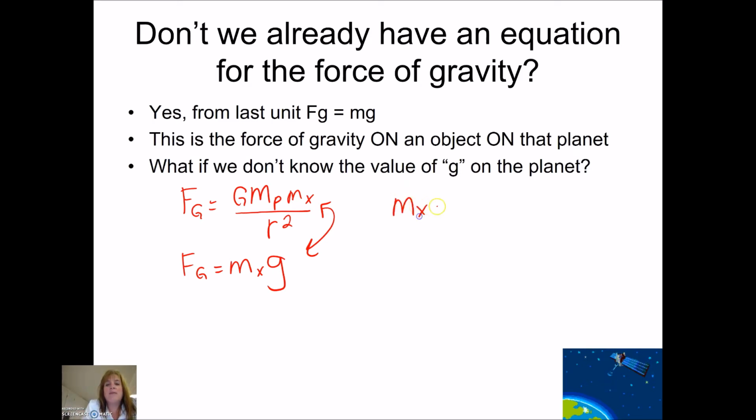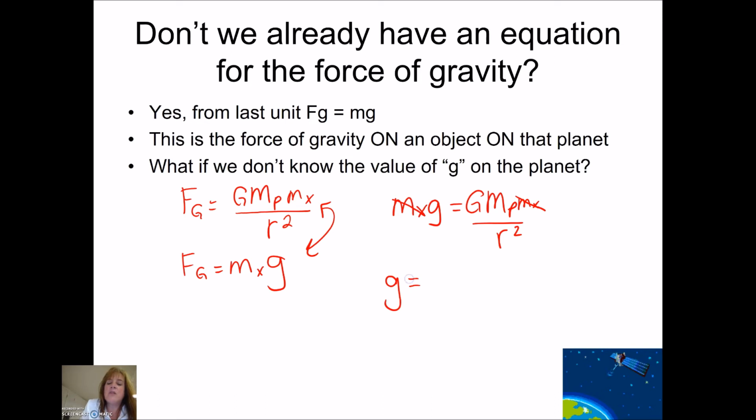the mass of the object times the acceleration due to gravity on that planet is equal to big G, our gravitational constant, times the mass of the planet times the mass of that object over the distance between them squared. And this is really the distance if you think about it, you're standing on the surface when we're looking at the force of gravity at that location, which would be on the surface. Notice that these are both going to cancel. So when we rearrange, we divide by mx and the mx goes away. So we have this equation.